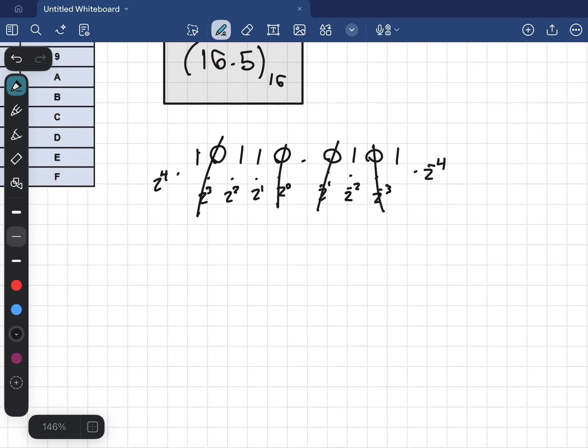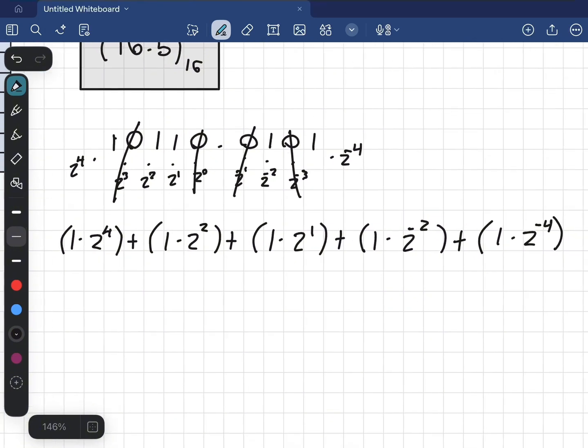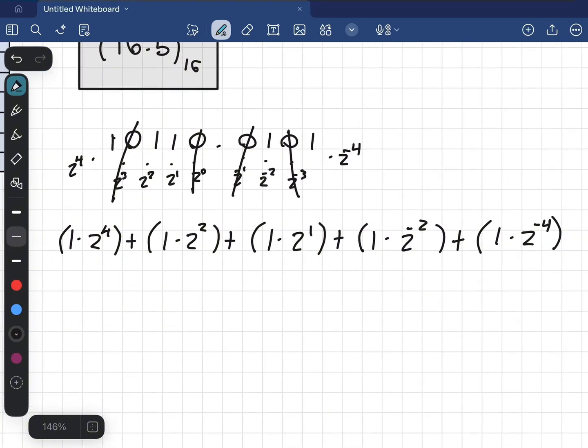So leaving that behind, we will get 1 multiplied by 2 to the fourth, plus 1 multiplied by 2 to the second, plus 1 multiplied by 2 to the first, plus 1 multiplied by 2 to the negative second power, plus 1 multiplied by 2 to the negative fourth power. So doing all the math on this, we will get the answer as 22.3125 base 10.